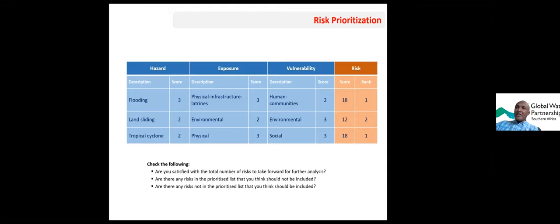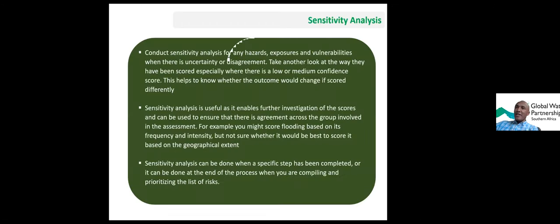And then the last slide, if you go to the next one: sensitivity analysis is also important. Particularly if you are not really agreeing with the different stakeholders, you may check your scoring process again. Probably you may have to consider some other elements of your scoring process. For example, if you scored flooding based on intensity and frequency and you are not happy, you may consider the aspect of geographical extent for flooding. If you score using geographical extent, then you may end up with a different priority list of risks. So sensitivity analysis is always important.